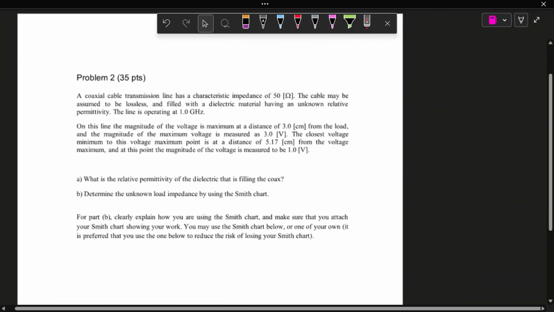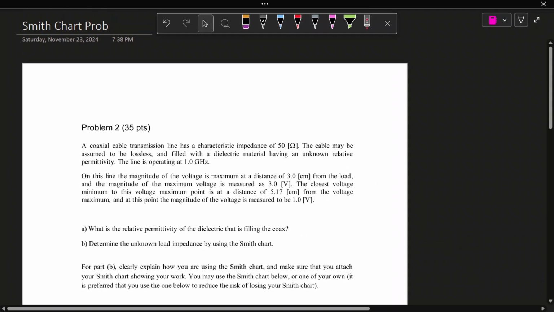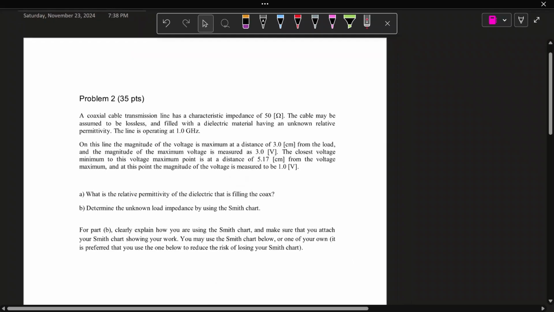Alright, hi y'all. Today we're going to be going over the Smith chart problem from, I think, 2021, exam 2. Hopefully this time my mic doesn't die in the middle of the video, because now I have to do this over again.